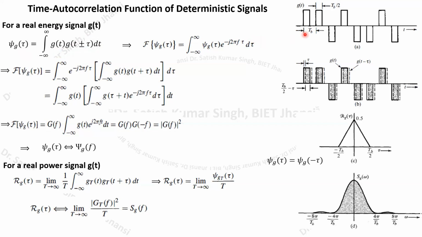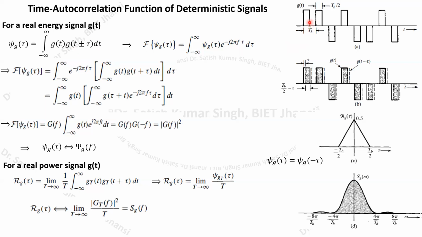So here you can see, let us say this is our deterministic signal g(t), our waveform. If we wish to calculate the time autocorrelation, normally the time autocorrelation shows you the measure of randomness in the signal. So whether it is a highly random signal or a less random signal will be shown by the time autocorrelation function. So basically it is the measurement of randomness of any particular signal.